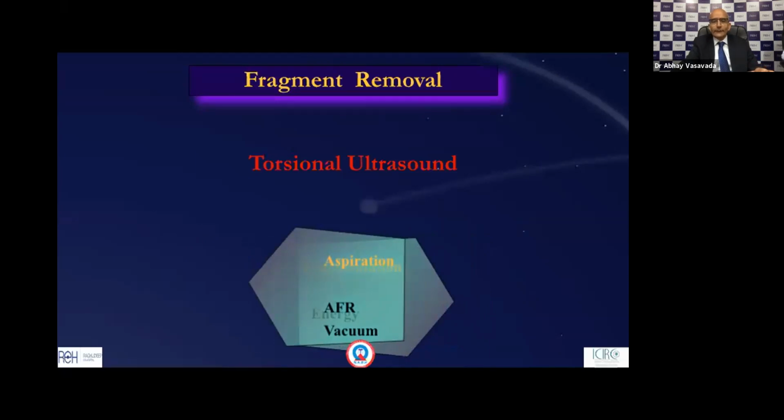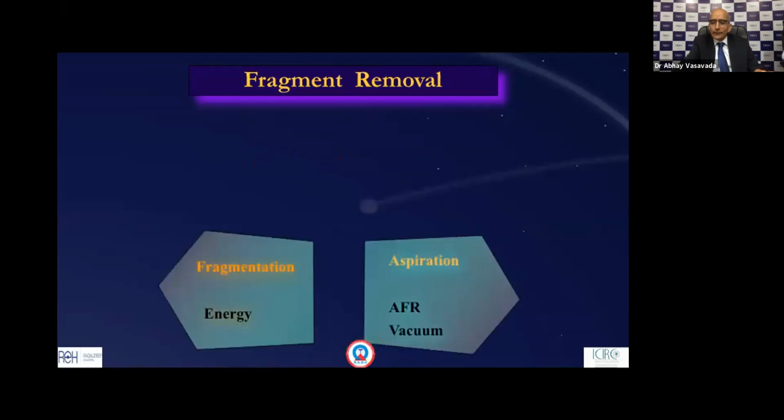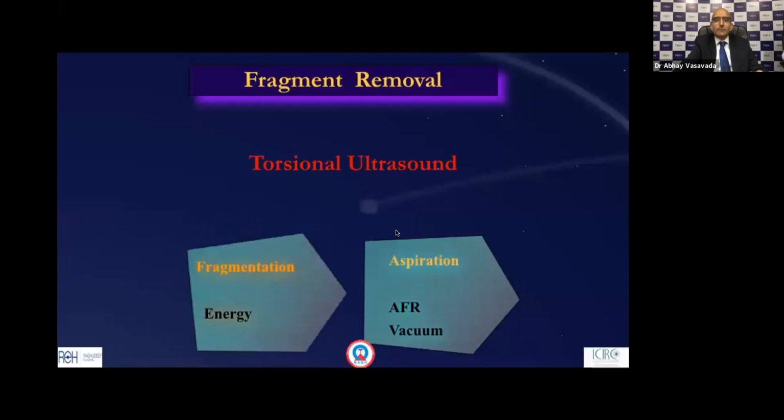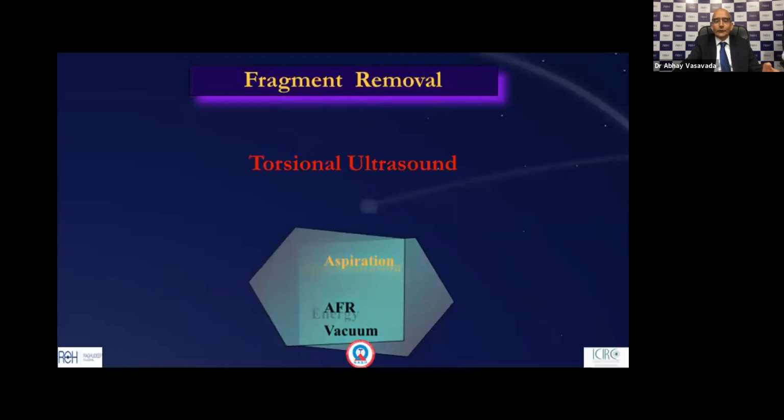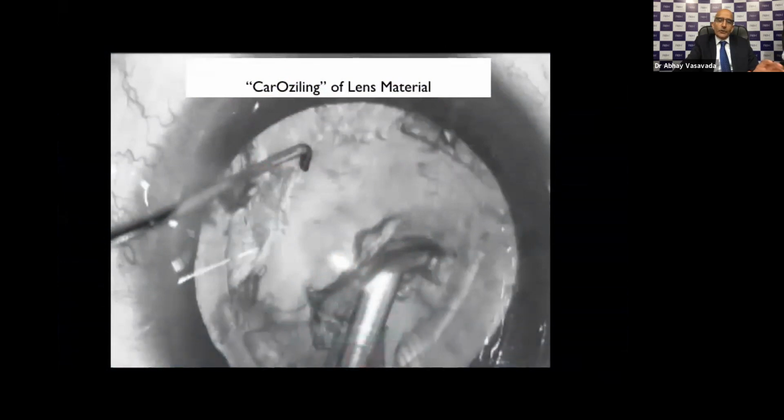In a torsional ultrasound, unlike the longitudinal ultrasound, where the fragmentation pushes the lens material away from the tip, the aspiration has to overcome that repulsion or energy or the push, and therefore you need to have a higher flow rate. In a torsional ultrasound, the material remains at the tip. Therefore, both these forces work in harmony and synergy, so you can use the low flow rate and sufficient energy.